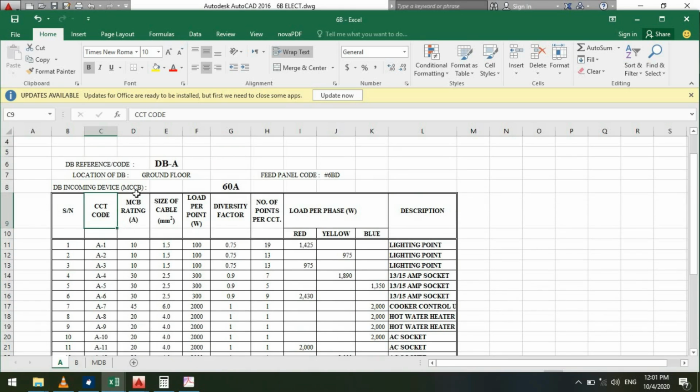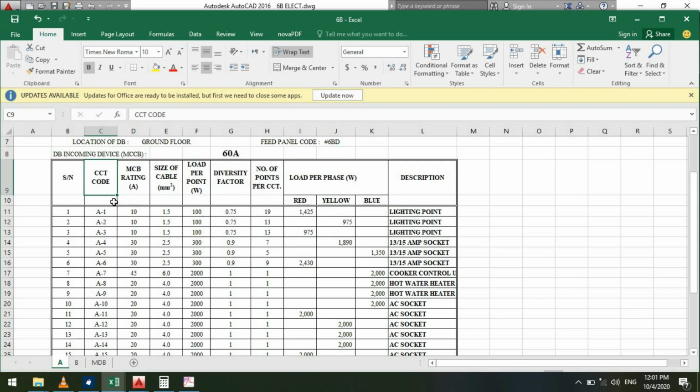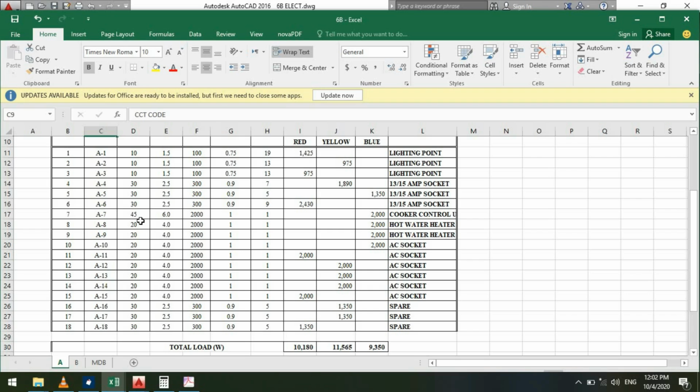And in our third column, we have the MCB rating, which is the miniature circuit breaker rating. This is the size of the breakers that we will have in our distribution board. It is a measure of standard. For lighting points, the standard is 10. For sockets, the maximum is 30 ampere, especially for all these ring and radial circuits. For cooker control unit, although it depends on the size of the cooker, the maximum is 45.